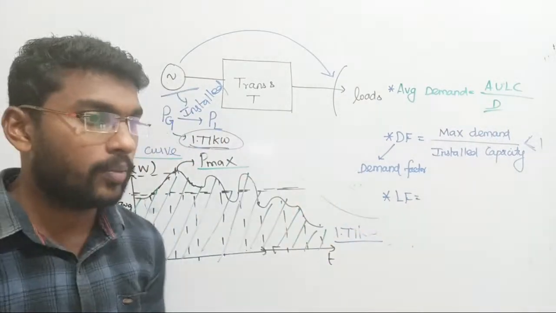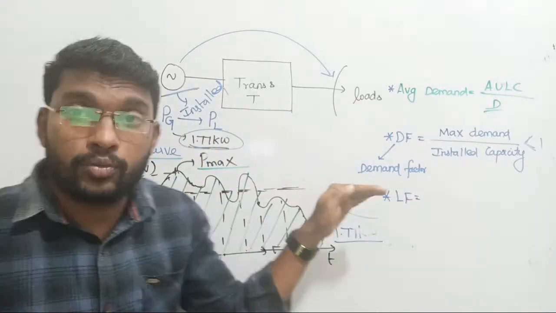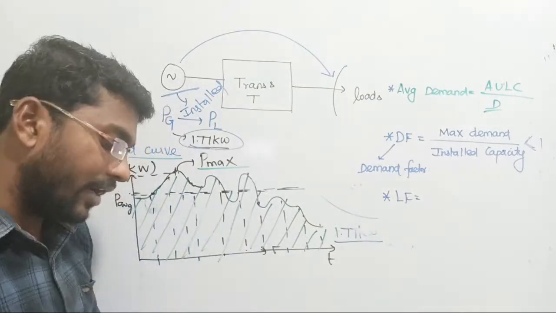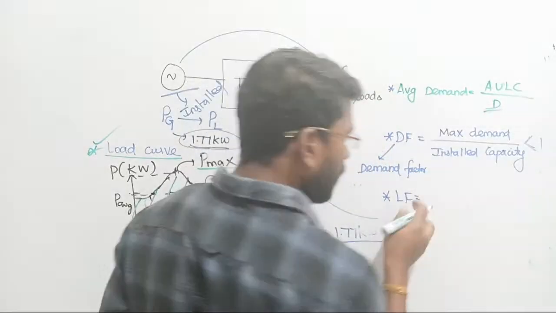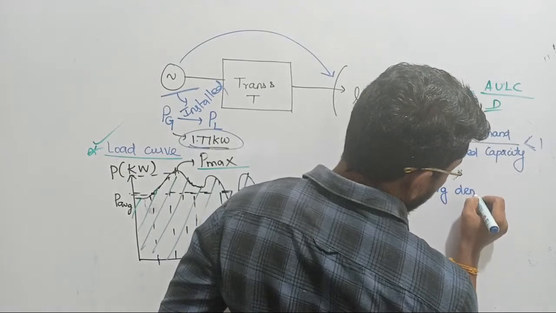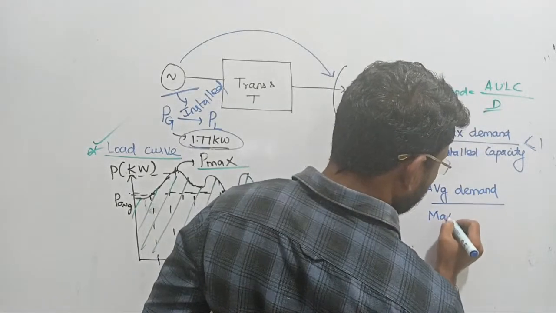But on the load side, what we have to test is what is the average load consumed by the load out of the maximum load, right? So actually the formula is, let me write it down, then I will explain. That must be how to register the formula in your mind, that is very important, right? So load factor can be written as average demand divided by maximum demand.